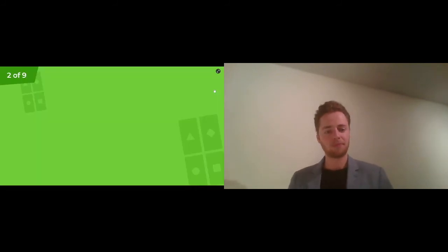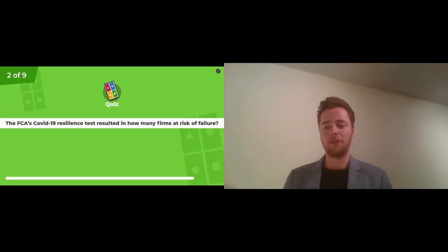Question number 2. The FCA's COVID-19 resilience test resulted in how many firms at risk of failure? Is it red, 4,000 firms? Is it blue, 400? Is it mango, 1,500? Or is it green, 1 million? So how many firms came out of the test with a negative rating, meaning that they were at risk of failure, basically due to the whole COVID-19 lockdown and pandemic?